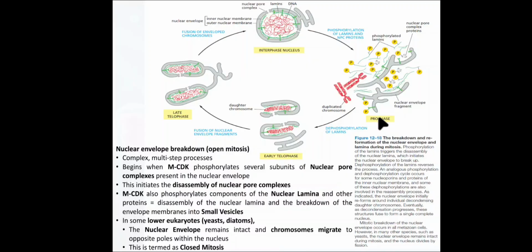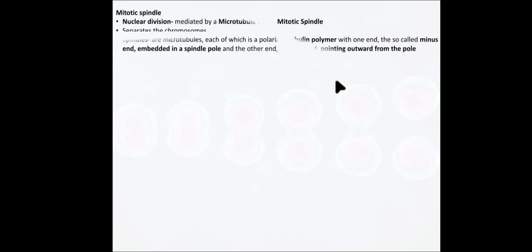Breakdown. So in cells of lower eukaryotes like yeast and diatoms, the nuclear envelope remains intact and chromosomes migrate to opposite poles within the nucleus. That is termed closed mitosis. So this is open mitosis, where the nuclear envelope breaks down. And next we discuss the mitotic spindle.